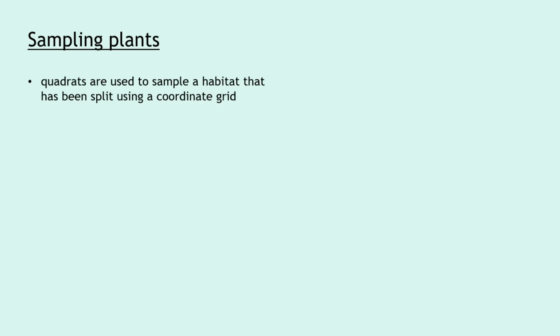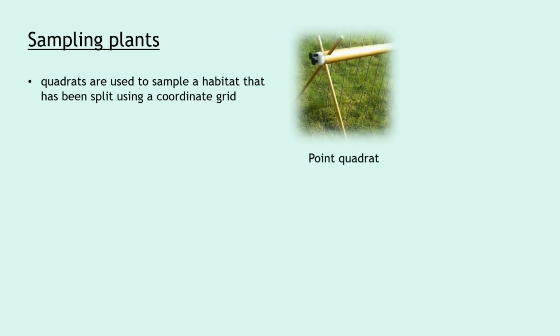Now, you have two types of quadrats. You have these point quadrats. This is essentially just this rigid pole of wood through which you can put these metal rods. And then wherever the rod, the metal stick lands, onto whatever it lands is what you sample.